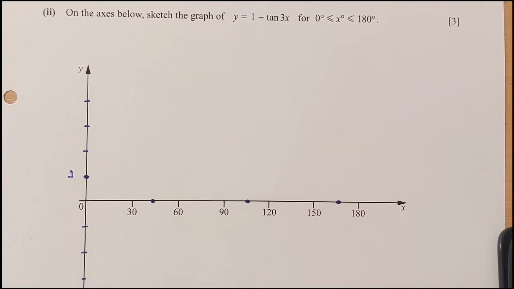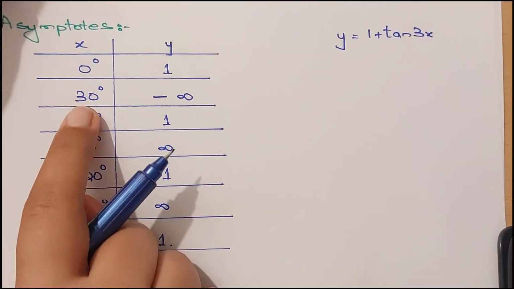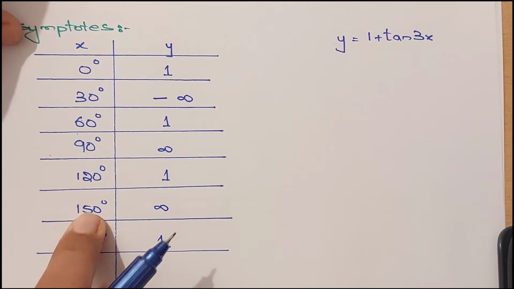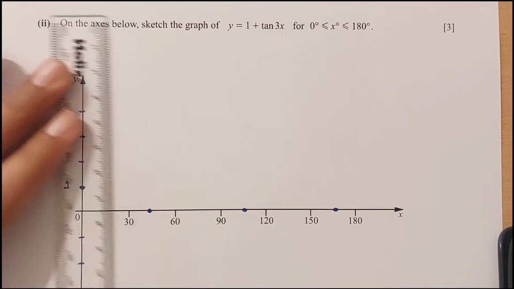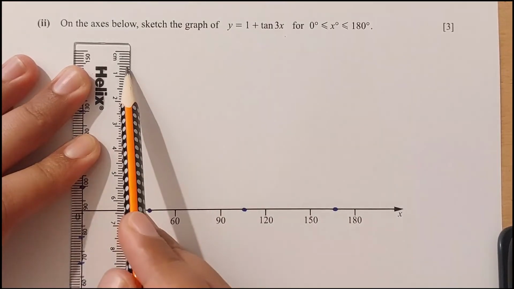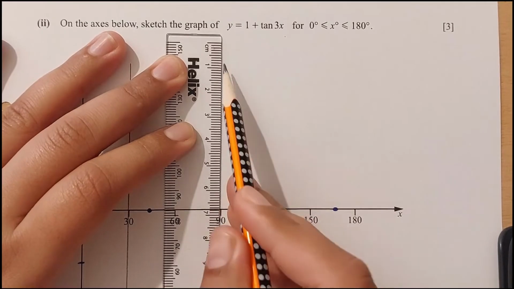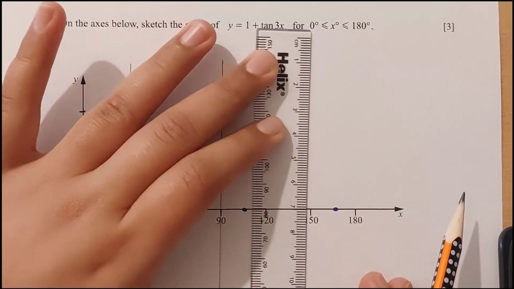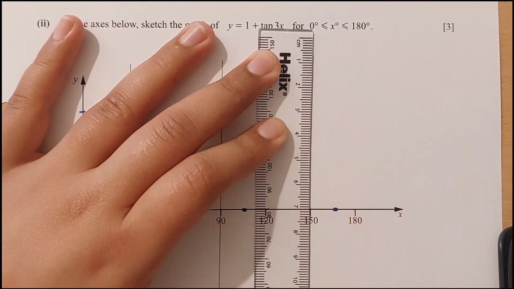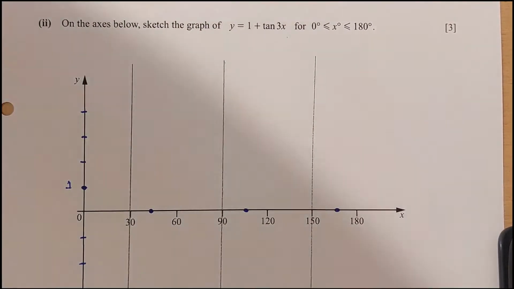Right, so we have plotted the x and the y-intercepts, and what are the asymptotes? Asymptotes are 30 degrees, 90 degrees, and 150 degrees. Okay, so at 30 we have an asymptote. Let me draw the line. Right, at 90 we have an asymptote, and at 150 we have an asymptote. Okay, now we have to find the rest of the points.